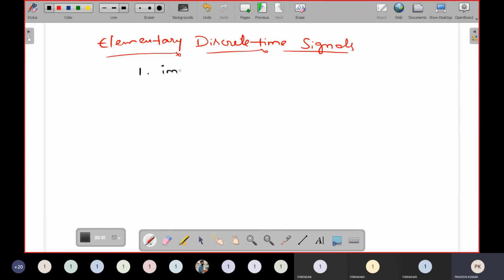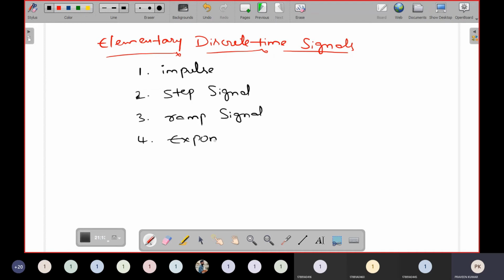One is impulse. Second one is step signal. The third one is ramp signal. The next, exponential. The last one is sinusoidal signal.